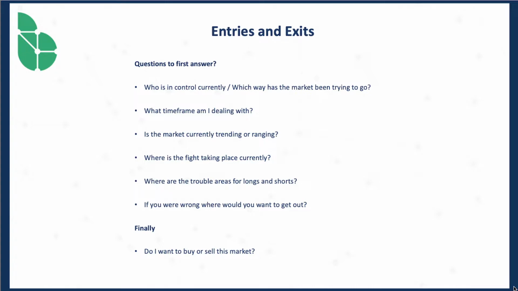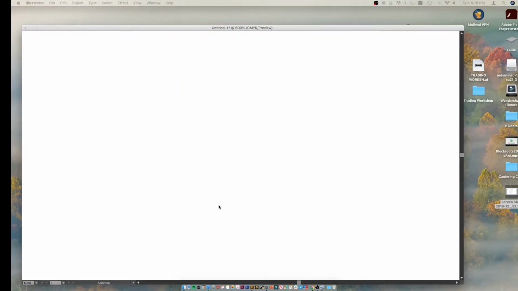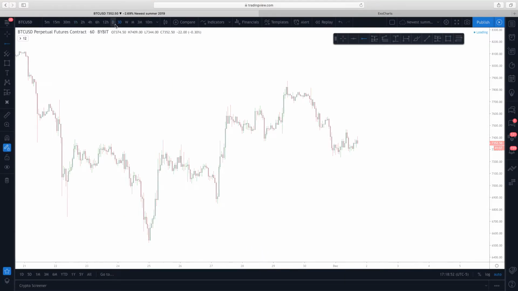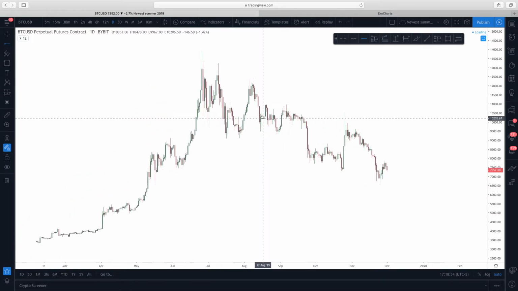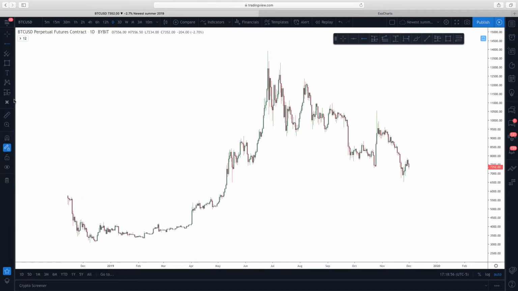And then finally, after considering all of this information, do we want to buy or sell this market? So let's first talk about who is in control currently, which way the market has been trying to go. And this is going to be pretty fast. We can answer this. I've given tools before to give you an idea. You obviously have market structure, and this is just 101 stuff, but again, I just want to hit on everything.